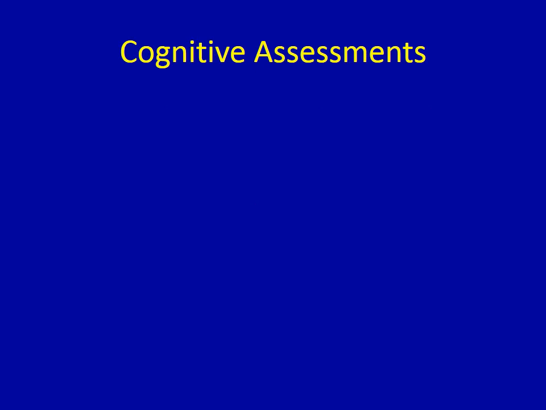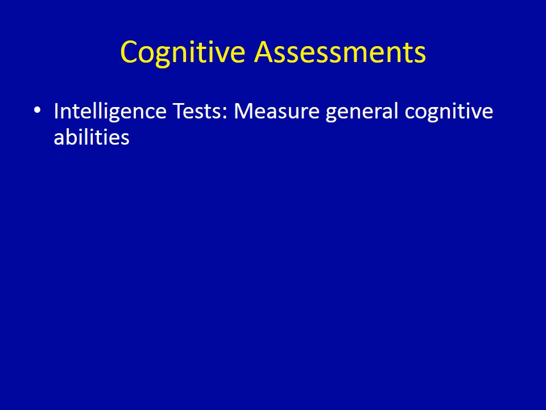Another thing you might want information about when you are evaluating someone is their level of cognitive functioning. So what kinds of cognitive abilities do they have, and are they experiencing any problems with thought? There are a range of different kinds of cognitive assessments. So one very common cognitive assessment is called an intelligence test. So intelligence tests are designed to measure general cognitive abilities. These include things like executive functioning and planning and attention.